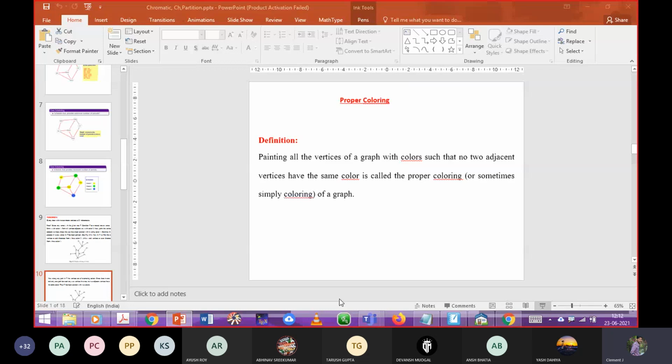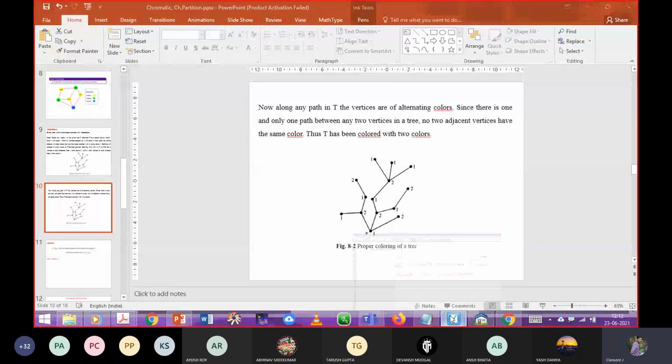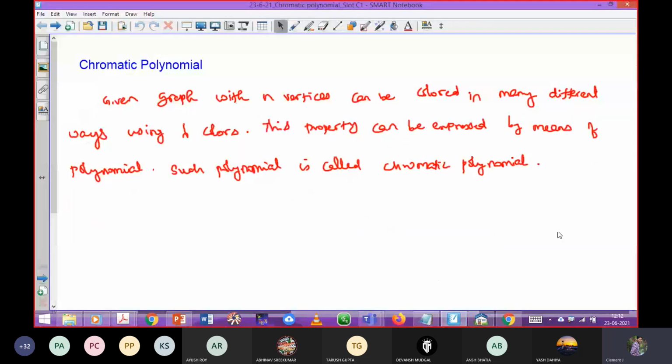Please listen properly. I have already told you the question will be asked like: find the chromatic polynomial of the following graph. First, you need to know what a chromatic polynomial is. We have already discussed how the coloring can be labeled in the graph, and we have drawn one example.